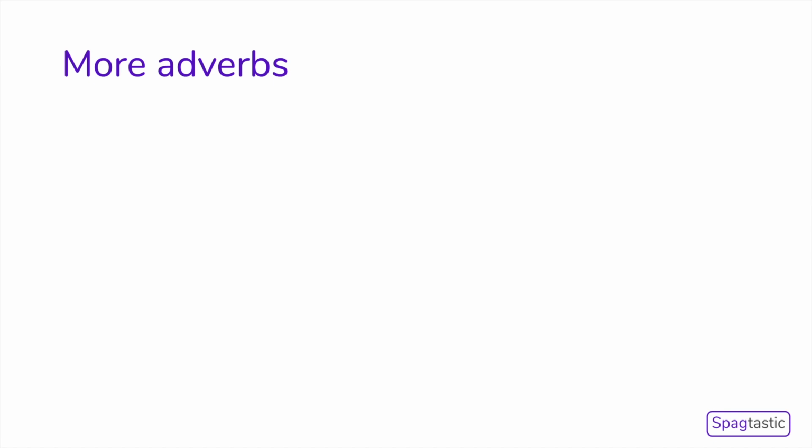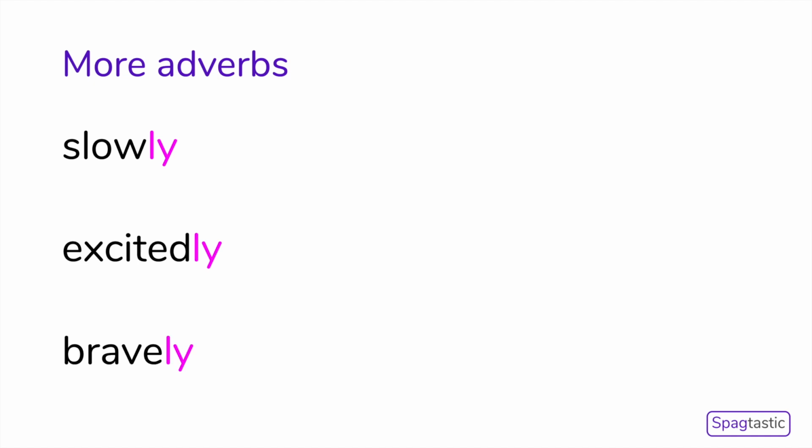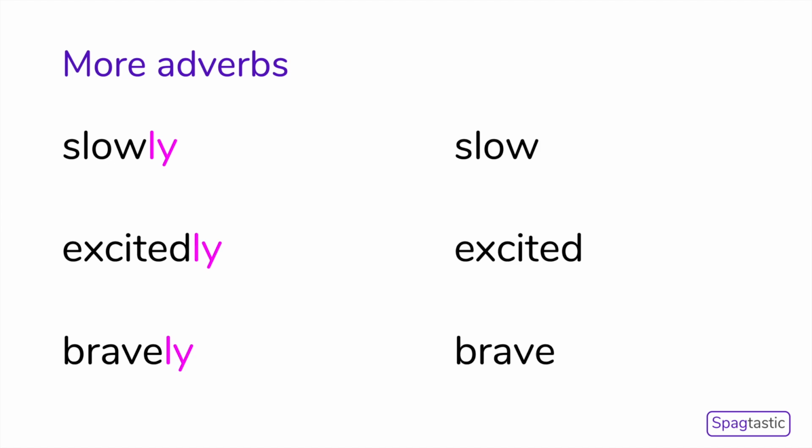Here are some more examples of adverbs: slowly, excitedly, and bravely. If you look carefully at these adverbs, you will notice that they all end in the suffix ly. If we take the suffix ly away, we are left with the adjectives slow, excited, and brave. So to change an adjective into an adverb, all we need to do is add the suffix ly.